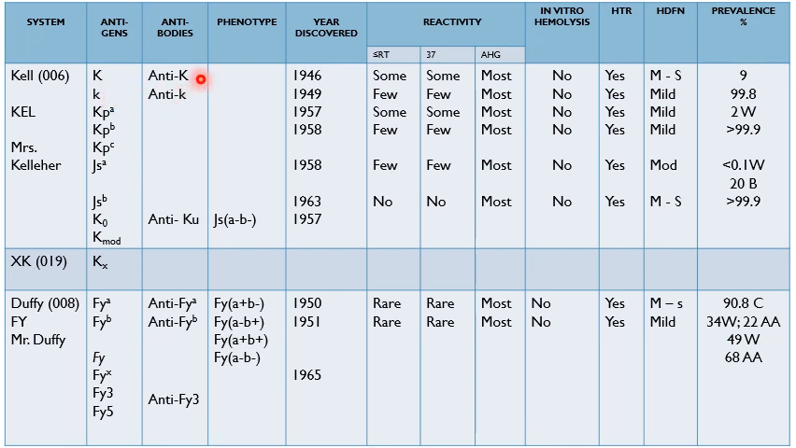Anti-K is the most common antibody seen in blood bank. It is an IgG, so it usually reacts at anti-globulin phase. Anti-K are induced by transfusion and pregnancy, like what happened to Mrs. Kelleher.